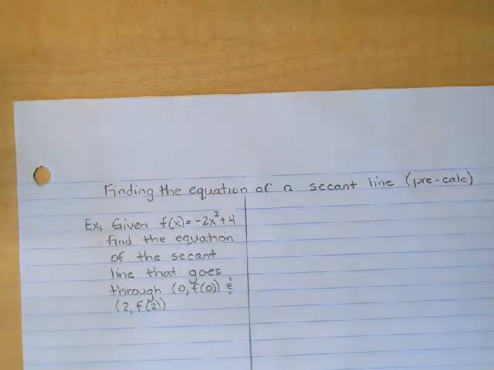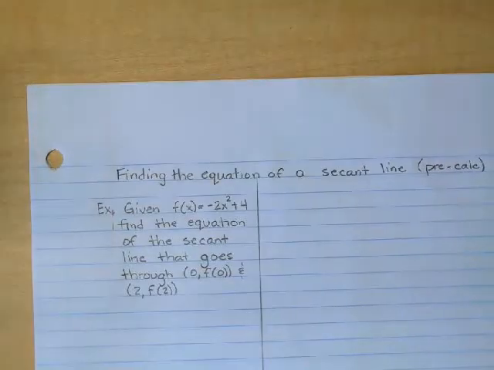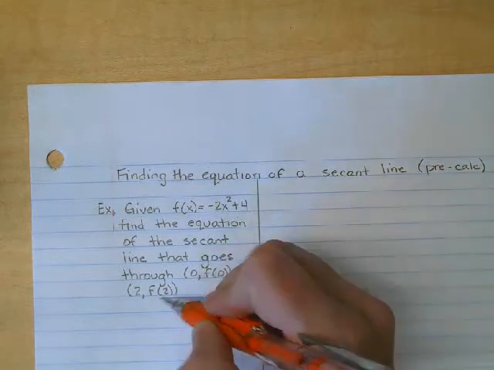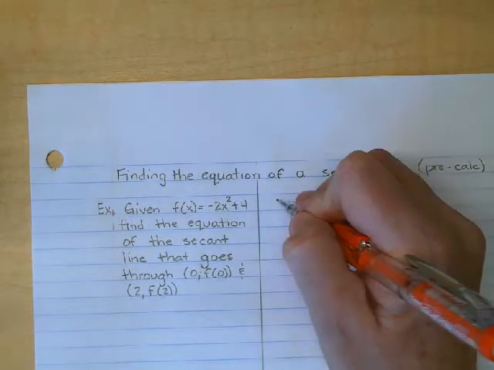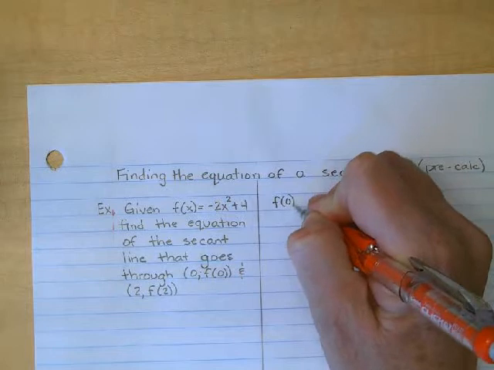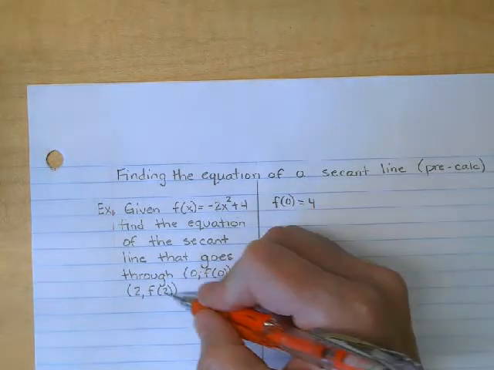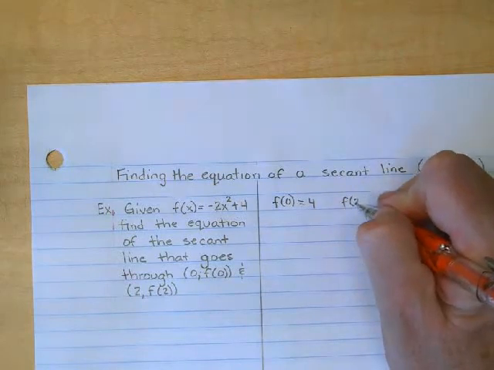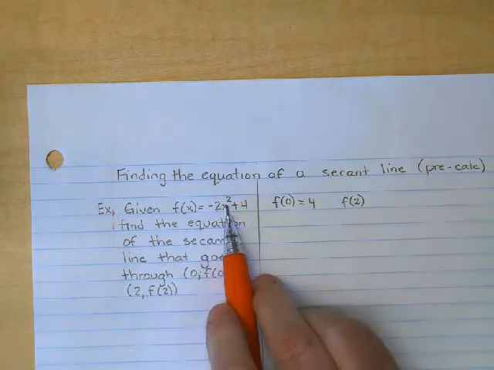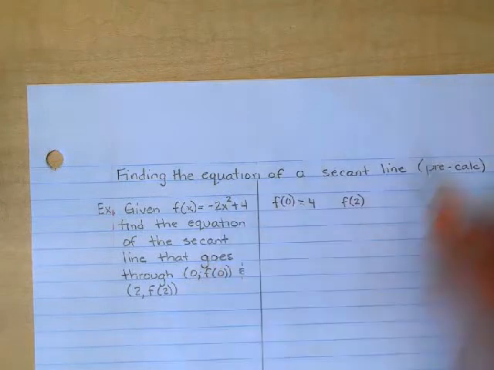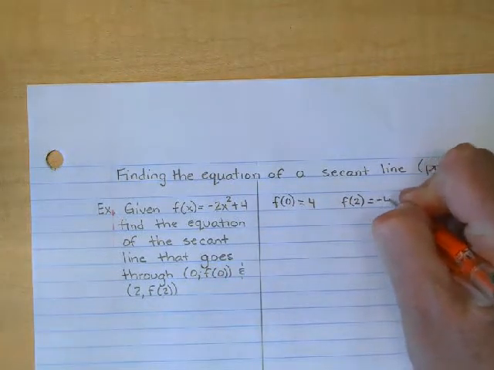So we often don't have the graph. I like to use the graph at first so you can kind of ground yourself on what you're doing. So I want to find these 2 points. So I need to find f of 0. Well, if I plug 0 in, I'm going to get 4. And I'm going to find f of 2. So that would be 2 squared is 4, negative 8 plus 4 is negative 4.